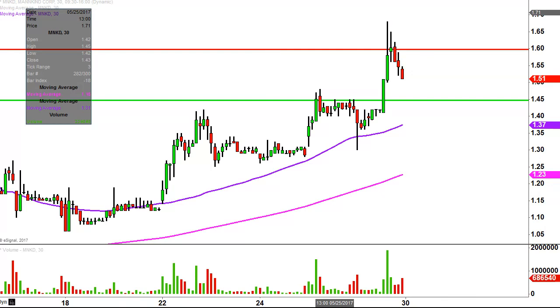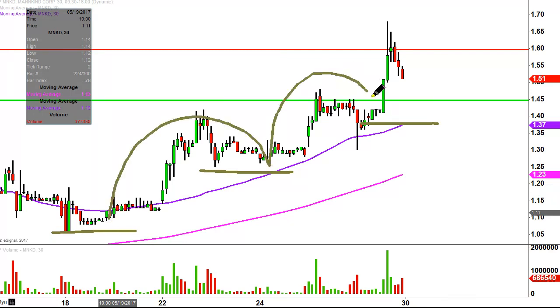All in all, though, as I said in past videos, as long as the price just keeps on building these higher bases like it's been doing, then the long-term chart will continue to take care of itself. So nice way to close out the week. We'll see how things all unfold next week.